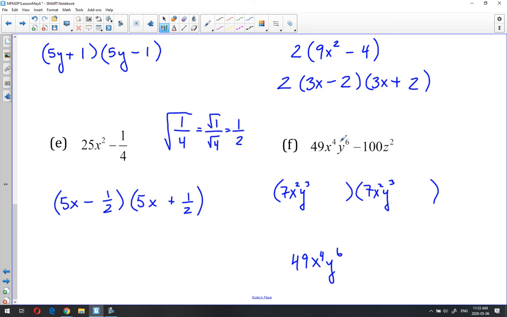If either of these exponents were odd numbers, like say 5 and 7, then those would represent terms that are not perfect squares. All right, now the square root of 100z squared is just 10z. 10z here, one minus, one plus. Okay, and that's the technique of difference of squares. So it involves just square roots and negative signs and positive signs.